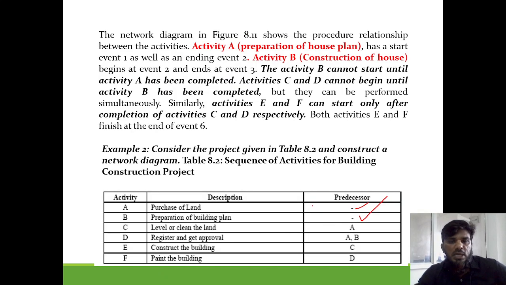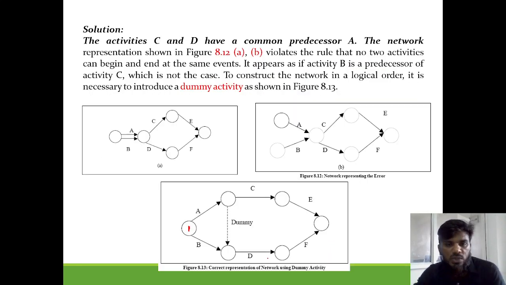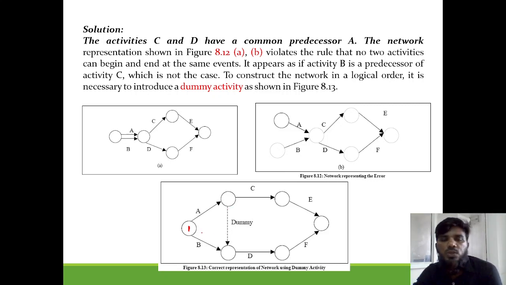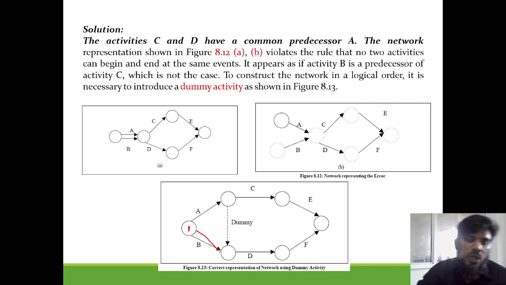Next, let us come to B. When the preparation of building plan is done, you go for registration. So here this event is depending upon B as well as A. If there is no direct network between them, we will join them by using a dummy activity. You may ask, sir, can we directly use this? No sir. Here this error is coming: from the same point we are getting two start and end points, which is a wrong procedure. Already we have discussed that. We should not make that type of mistake.